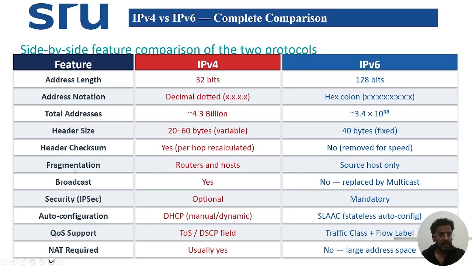Then fragmentation: routers and host in IPv4, source host only in IPv6. Broadcast: yes in IPv4, here it is replaced by multicast. Security, IPsec: optional in IPv4 and mandatory in IPv6. Auto configuration: manual and dynamic, and stateless auto configuration. Then NAT requirement: usually yes, and no, with a larger address space.